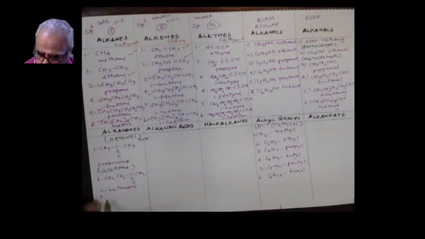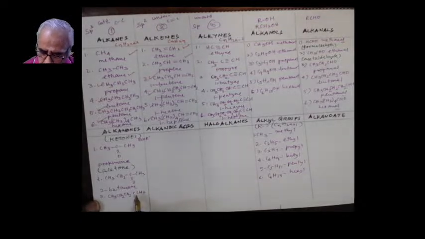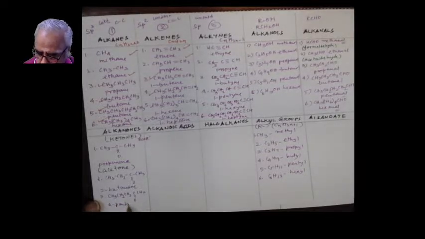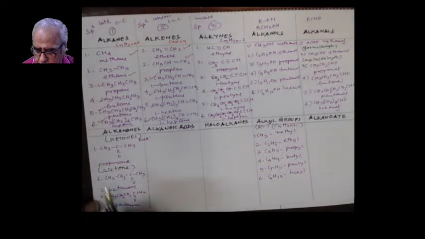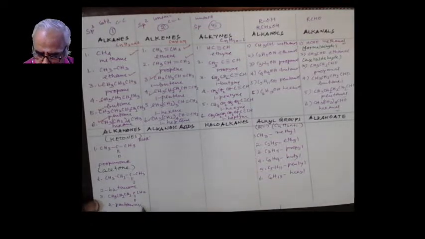Similarly, the third one: CH3, CH2, CH2, and then C double bond O, CH3. What do you call it? 1, 2, 3, 4, okay, and 5. So pentanone. So 2-pentanone.